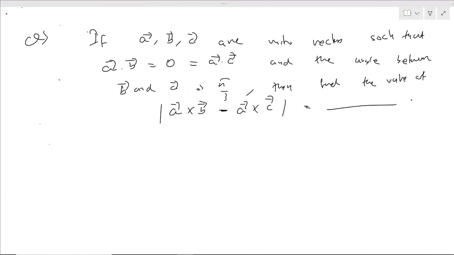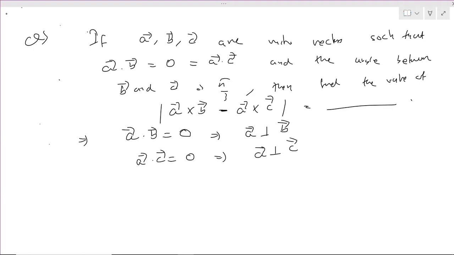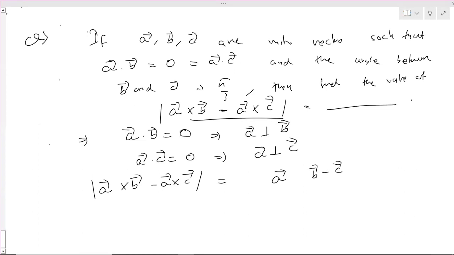Let's see how to solve this question. They have given you A dot B equals 0. So can I say A is perpendicular to B? And A dot C equals 0. This means A is perpendicular to C also. Now what they have asked, mod of A cross B minus A cross C. So I can take A vector common. This is A cross B minus C. Yes or no?